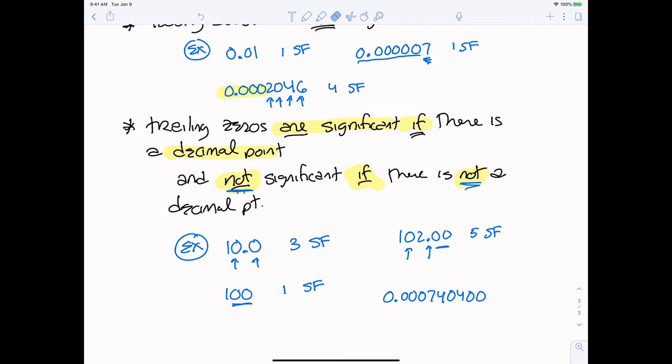The 7 counts, this 4 counts, this 0 counts because it's confined, this 4 counts because it's not a 0, and then I do have a decimal point. These come after, they're trailing, right? They come after that decimal point. So they come after all the non-zero digits, and there is a decimal point, so they do count. So this one is going to have 1, 2, 3, 4, 5, 6 significant digits.